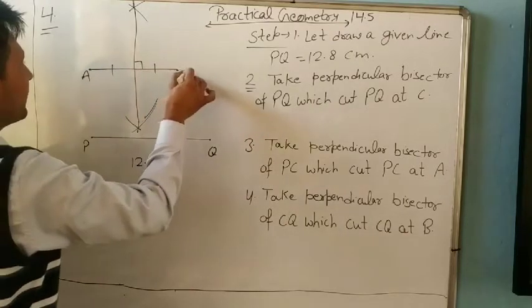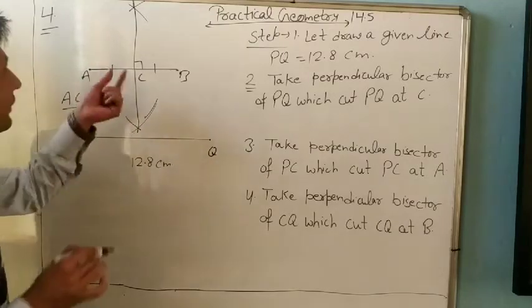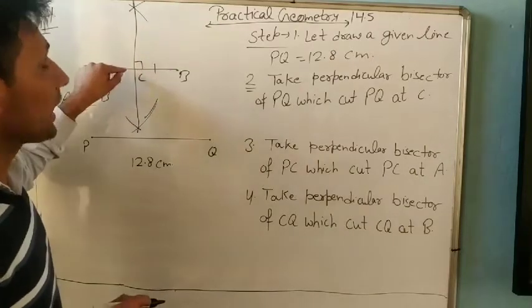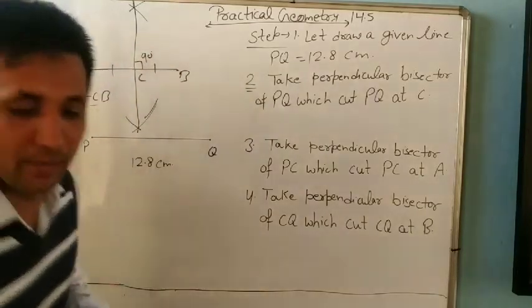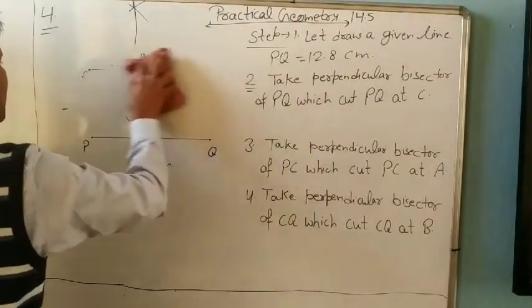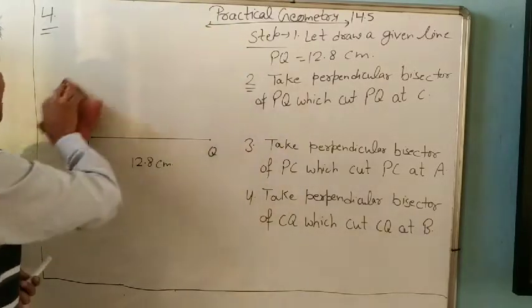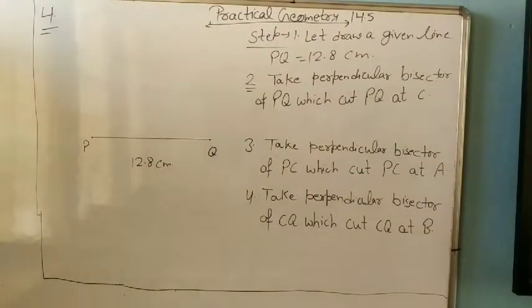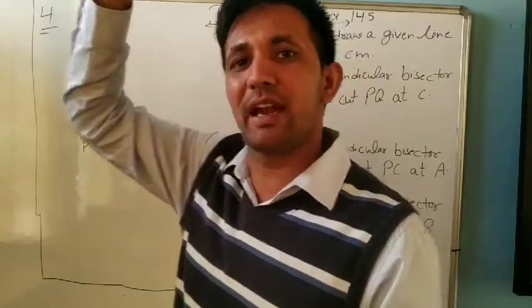It means AB, and this is point C. It means AC equals CB. A perpendicular bisector is a line segment which divides the line into two equal parts at 90 degrees. This angle is always 90 degrees. So this one is a perpendicular bisector. We already did many questions. If you want to find the bisector of any line, what will we do? We will open the compass more than half and draw the arc on both sides, upside and downside.